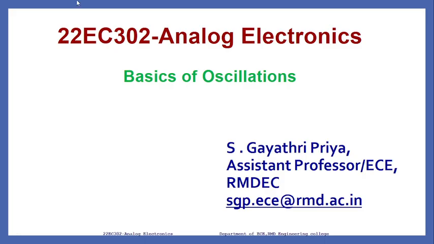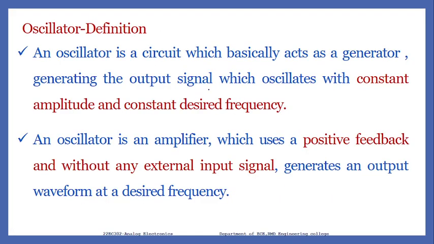In today's session of analog electronics, we are just going to discuss the basics of oscillations. Right. What is first of all an oscillator? It is basically a generator which is going to generate an output signal that has the capability to oscillate. Oscillate in the sense it will have some constant amplitude and the desired frequencies.